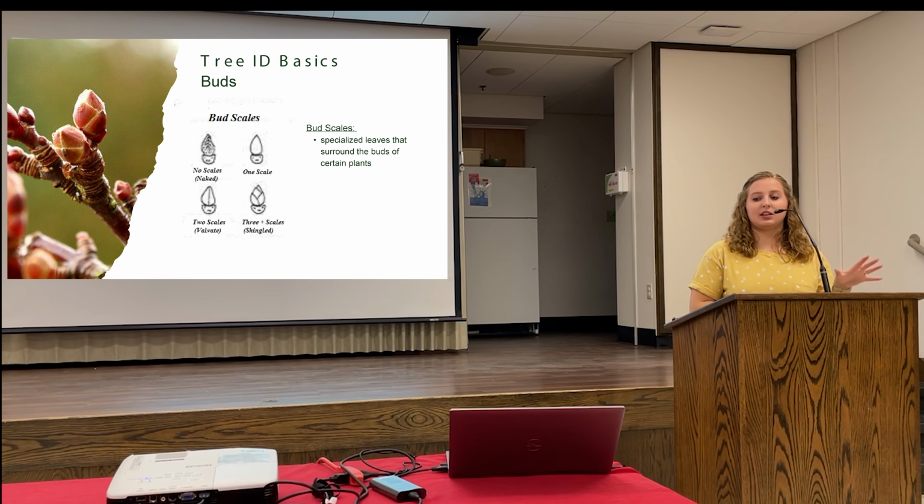So buds can be in different arrangements as well, and these have what are called bud scales. And these are specialized leaves that surround the bud in certain plants. So they can be in different arrangements depending on what the plant is. So it can have no scales, one scale, two scales, or three or more scales. And three or more scales is what we call a shingled pattern, or sometimes it's referred to as imbricate.